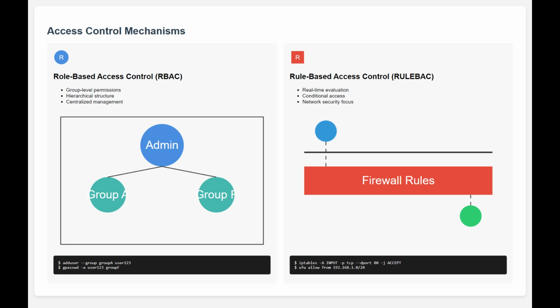Let's explore the concept of access control mechanisms and their implementation in modern systems. The discussion focuses on role-based and rule-based access control, two fundamental approaches to managing system permissions. When considering Group F, users are organized within the specific group designation. The system operates on a principle where permissions are granted at the group level rather than to individual users.